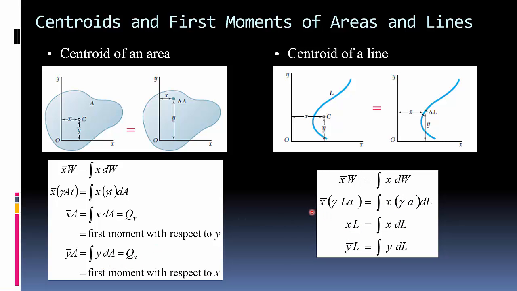Now you can do the same exercise for a line. The weight of a wire, right? Back to our little wire. What is the weight? Well, it's your length times your cross-sectional area. That's your volume times your specific weight, right? So this is your weight. And your differential weight is, at any point, your differential length times the area times the specific weight. And again, you'll notice the gamma and the A are going to cancel out. And so your x bar L is the integral of x dL, and y bar L is the integral of y dL. So these are the first moments with respect to y and x.